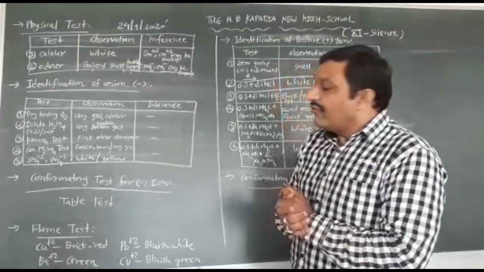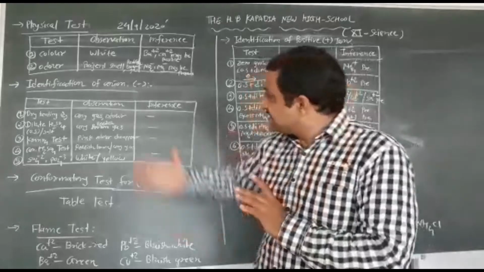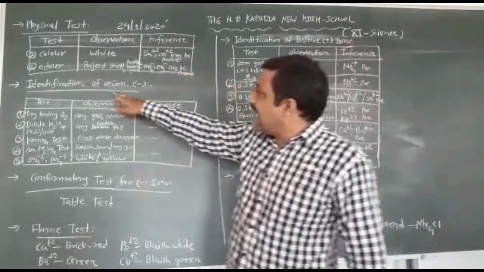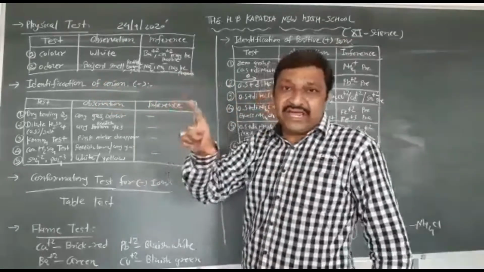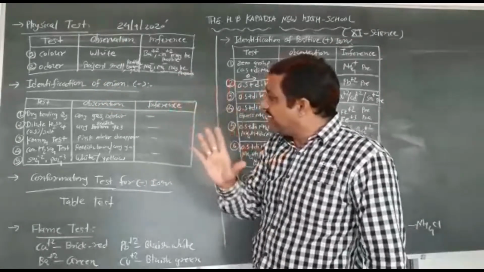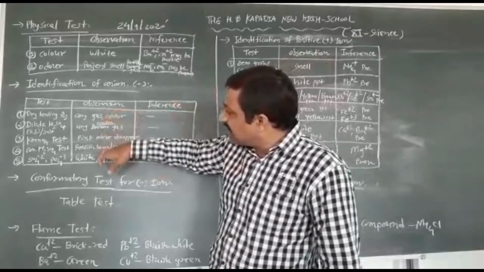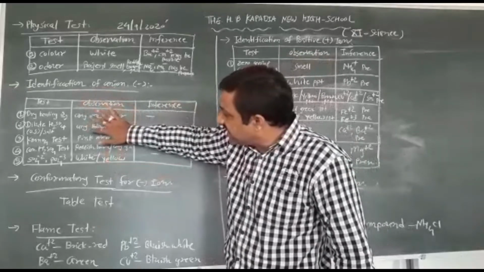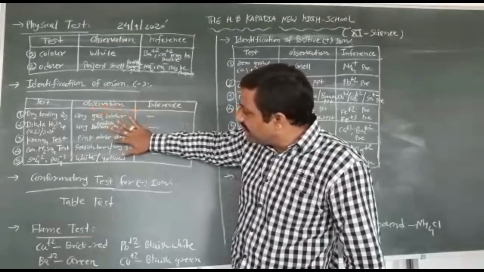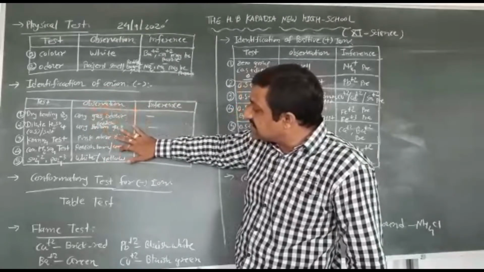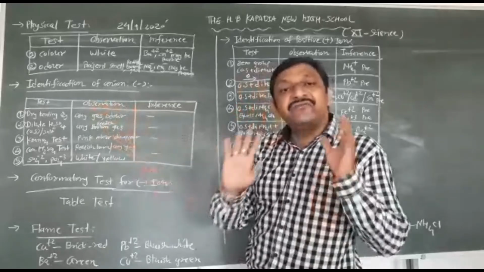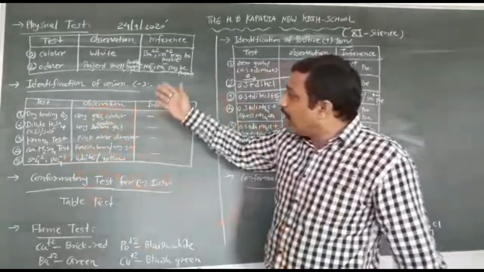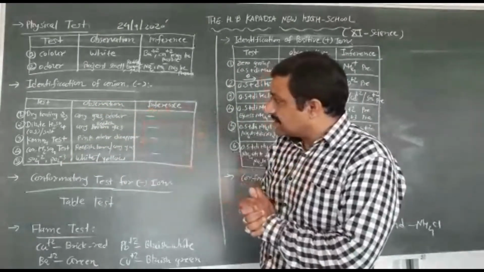Now listen. To find out the negative ion, there are different types of tests. Identification of anion: the dry heating test, then the dilute sulfuric acid test, then the KMnO4 test, then the concentrated sulfuric acid test, and finally the sulfate and phosphate test. You have to observe what happens here.